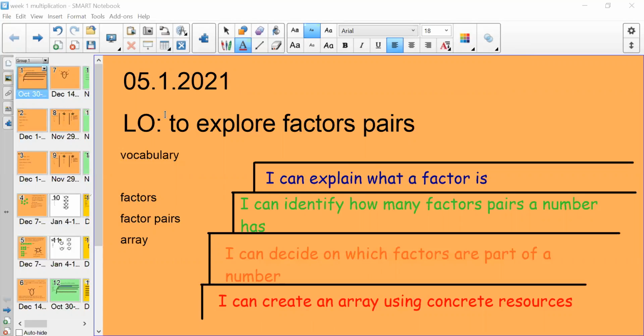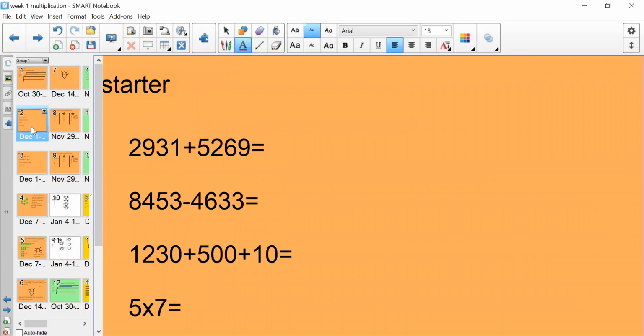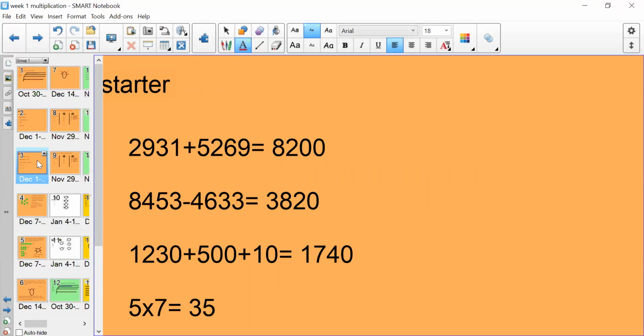So before we get started on factor pairs, we will do our starter. So pause the video and have a go at those 4 questions. Okay, well done. These are your answers. So again, pause the video and mark your work.